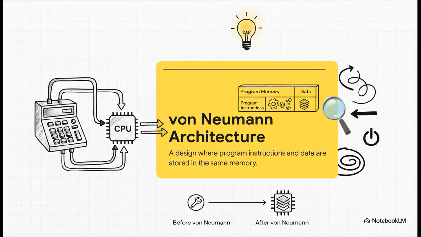His game-changing idea was to store the instructions, the actual program, in the same memory as the data it was working on. This meant you could change what the computer did just by changing the program, not by physically rewiring the machine. It made computers flexible, programmable, and incredibly powerful.